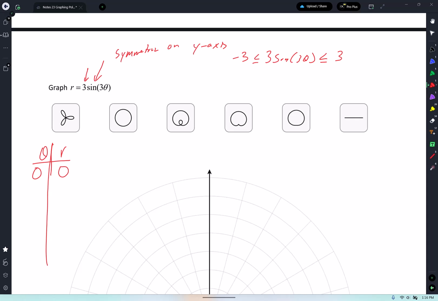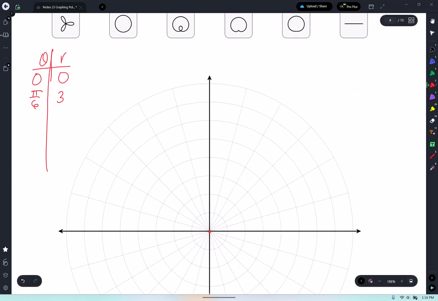All right. If I plug in pi over 6, Chav, why did you just choose pi over 6 randomly? I didn't. I'm trying to get this to be a pi over 2, and I see a 3 in there. So if I plug in pi over 6, 3 goes into 6 twice, so I get 3. Do you guys see that? Put a point at pi over 6, 3. It's this one right here. 1, 2, 3, point.